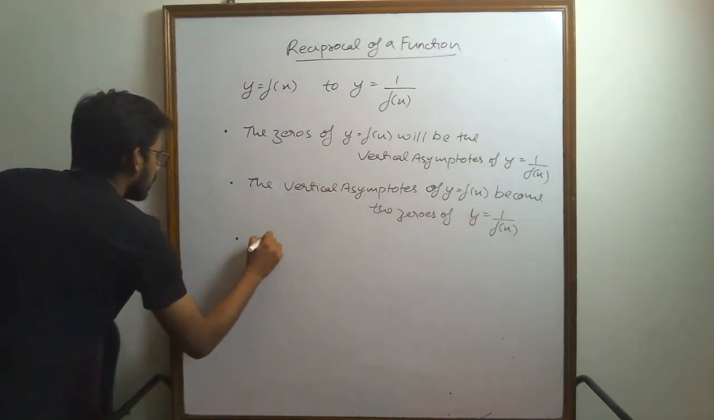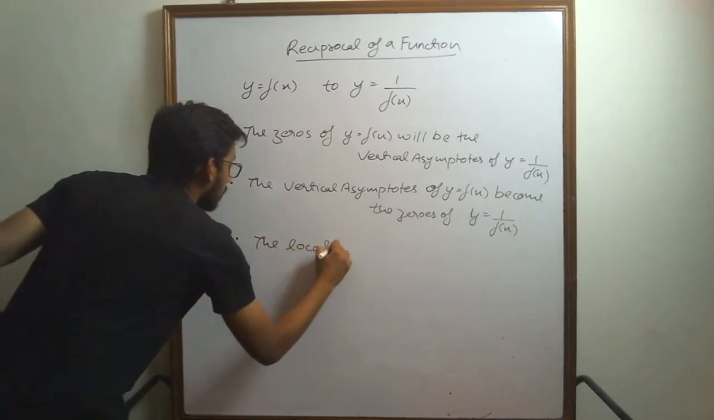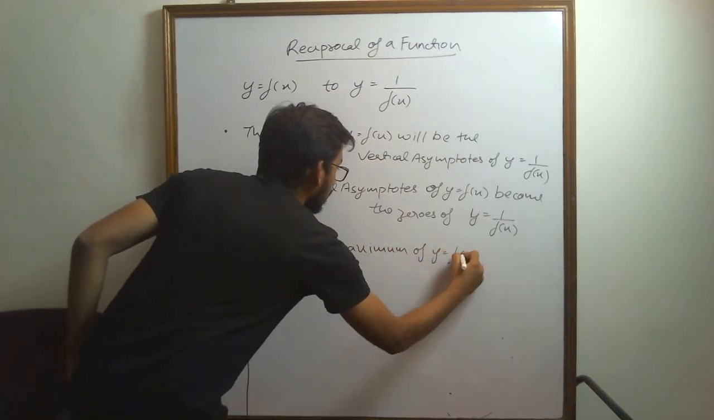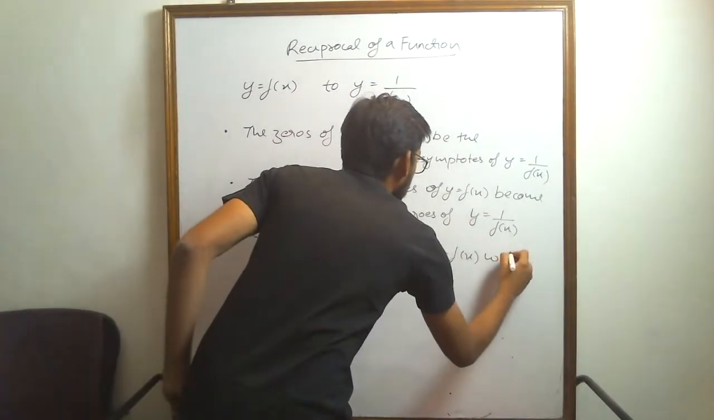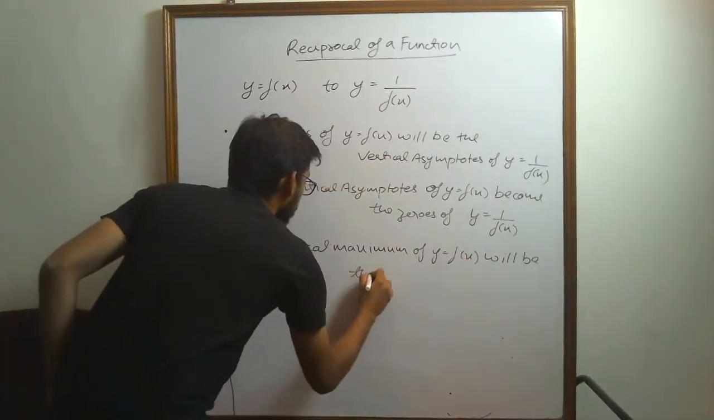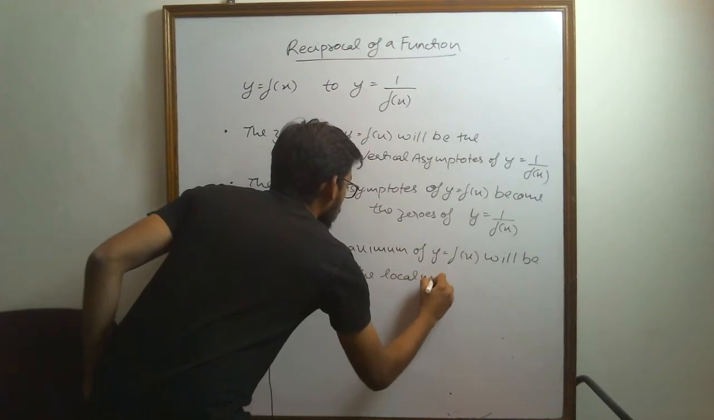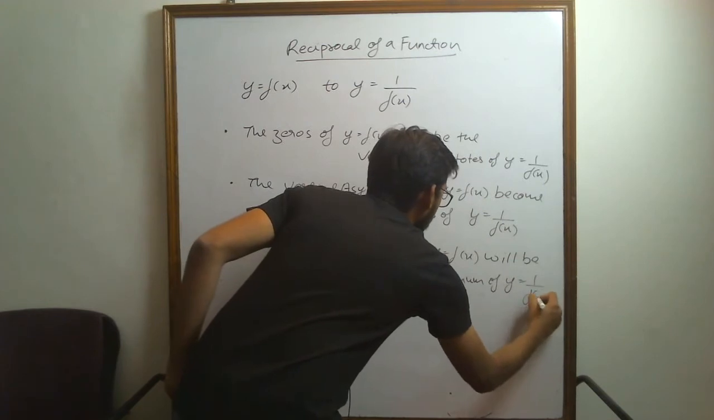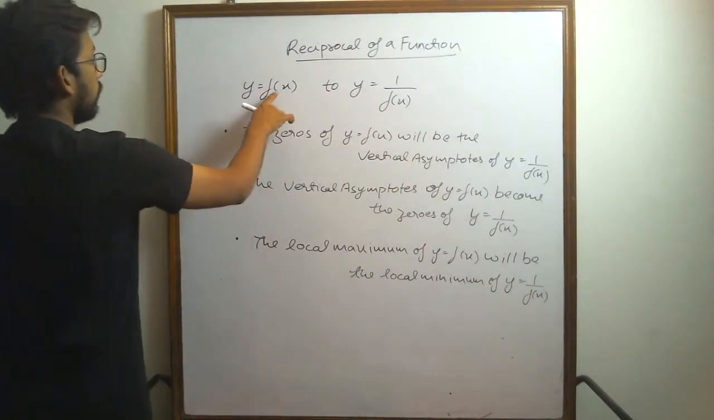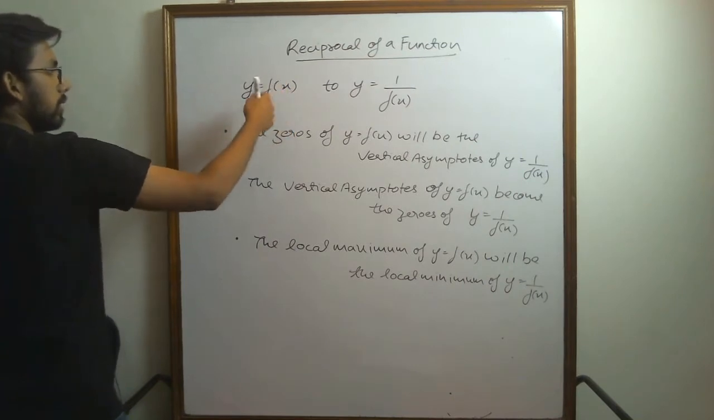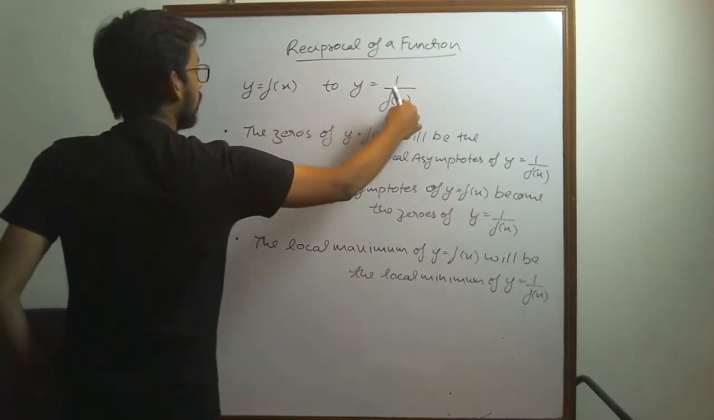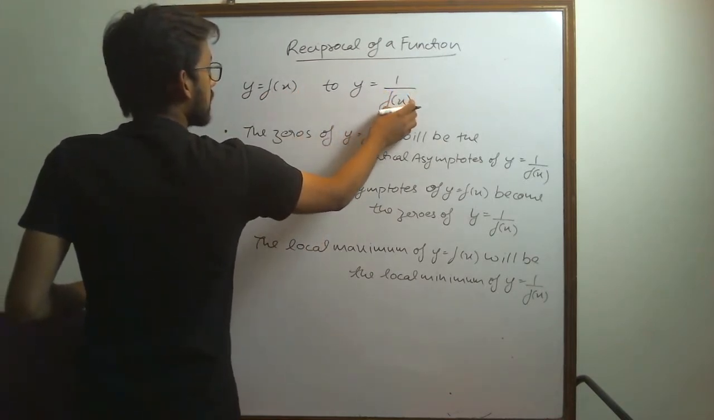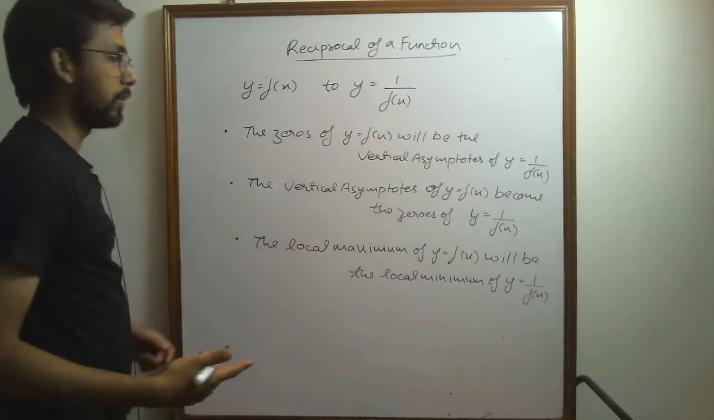Third point, the local maxima of y is equal to f of x will be the local minima of y is equal to 1 upon f of x. Wherever f of x is maximum in the neighborhood, it would mean that 1 upon f of x will be the minimum, because wherever this is maximum, the denominator here is maximum, that means this becomes a local minimum.